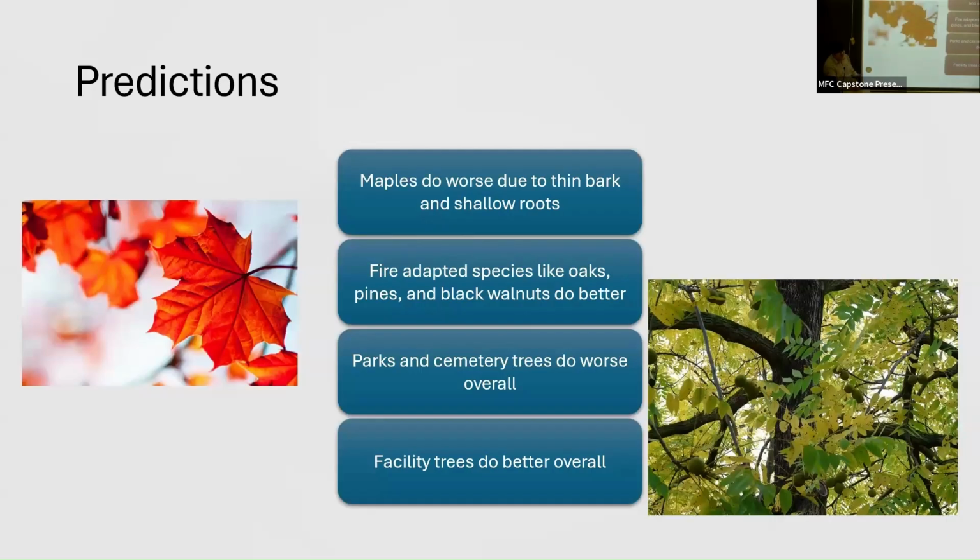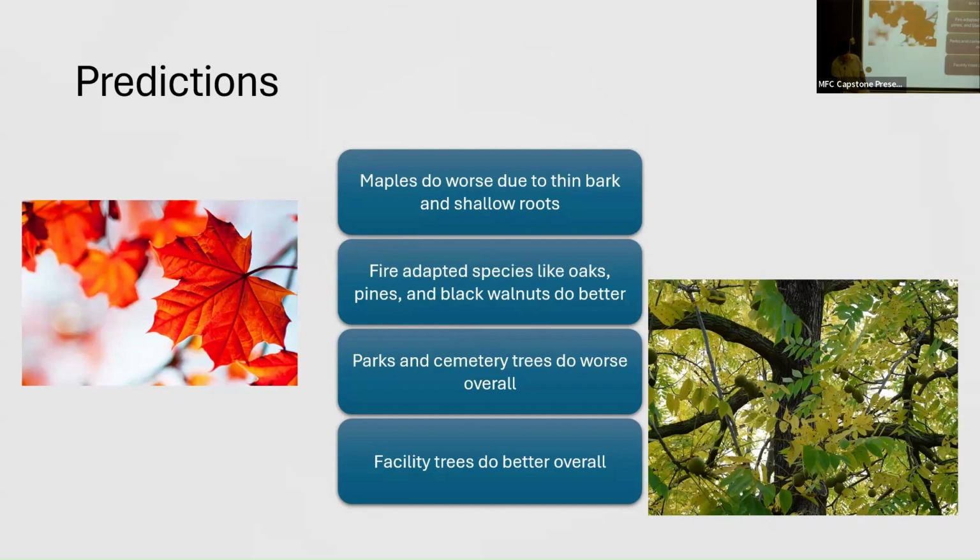So what I predict is that maples will do worse overall, due to species with thin bark, such as maple, and they have shallow roots as well, which make them more prone to lawnmower wounds. Whereas fire-adapted species such as oak, pines, and black walnuts will do better due to thicker bark and deeper roots.